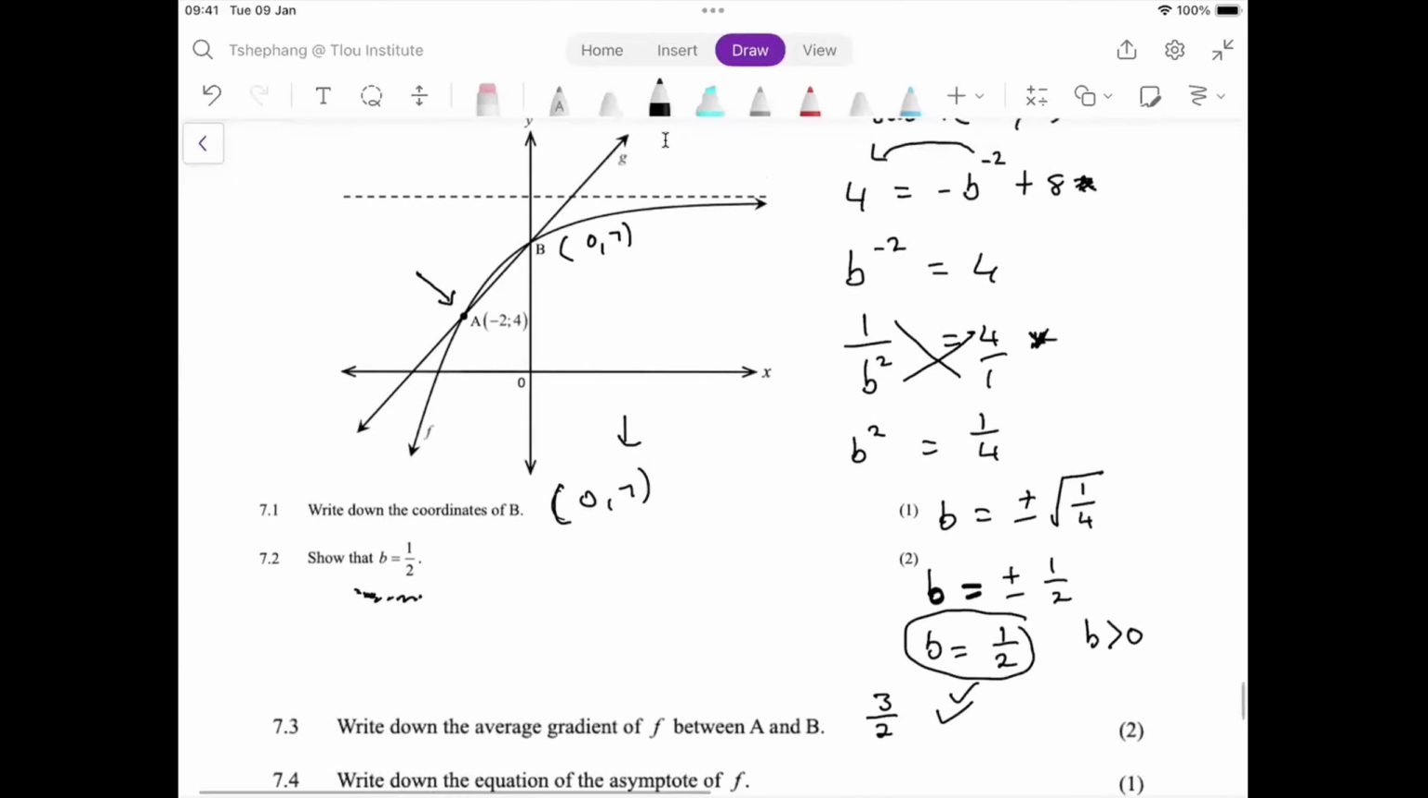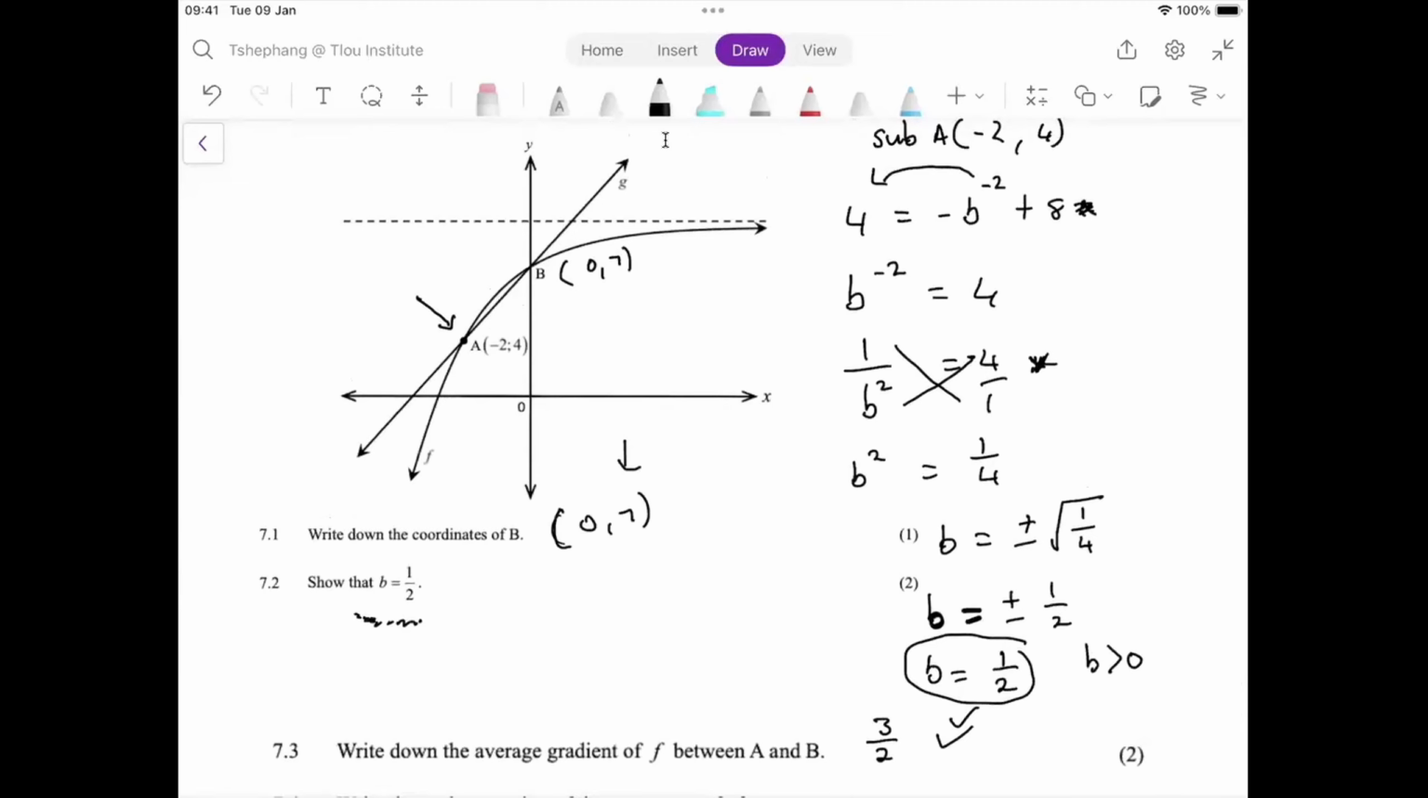Now, for the average gradient, gradient is just what? m of AB is equal to y2 minus y1 over x2 minus x1. 7 minus 4 over 0 minus minus 2. 7 minus 4 is 3. 0 minus minus 2 is 2. And that's how we got the gradient to be 3 over 2.